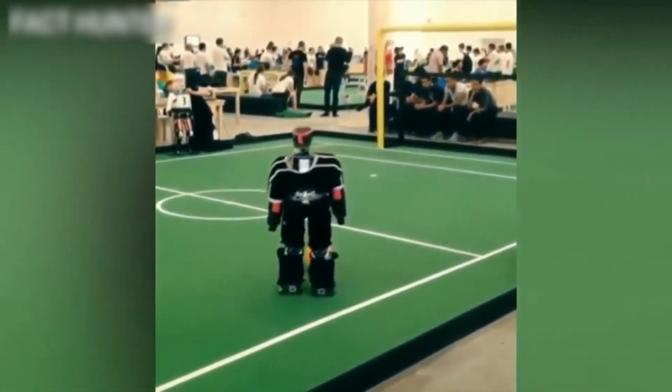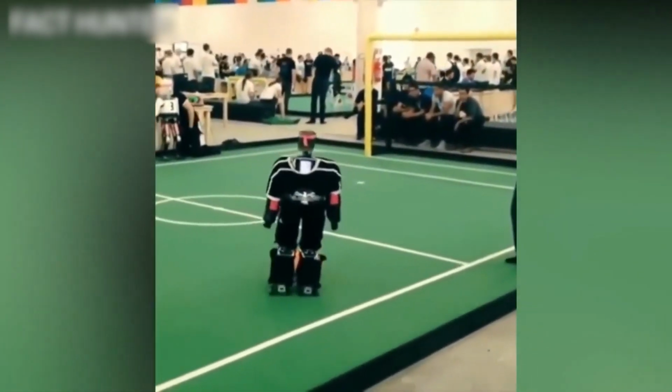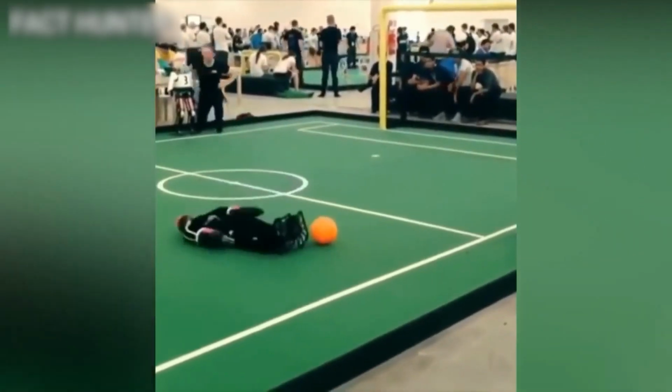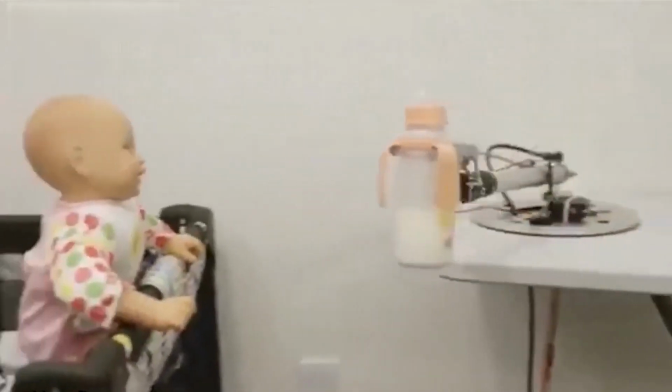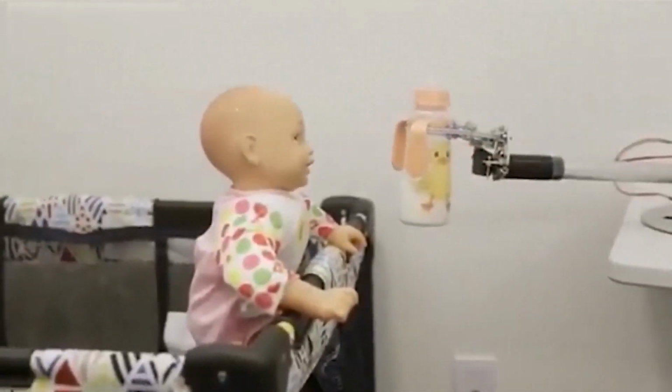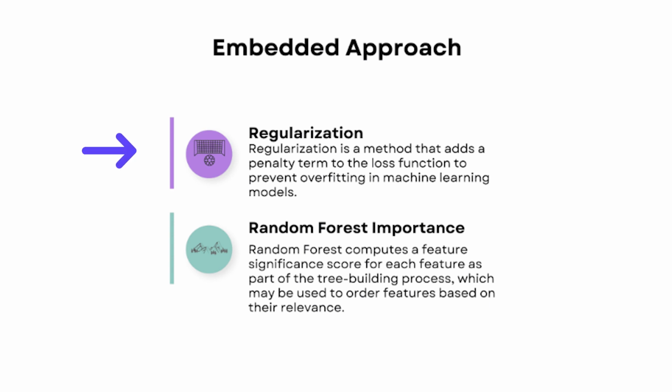This is kind of like having a smart robot that can learn and choose the best features for a task all by itself. The robot builds a model as it learns, figures out which features are the most important, and only keeps those. So there are 2 techniques in the embedded approach.